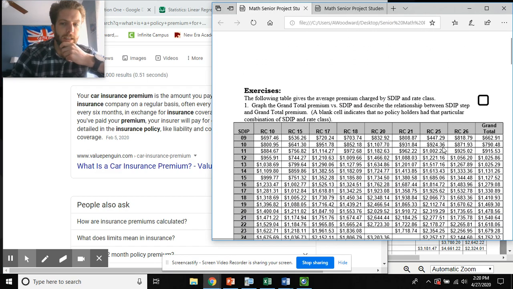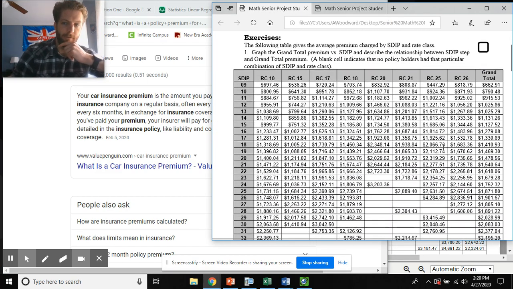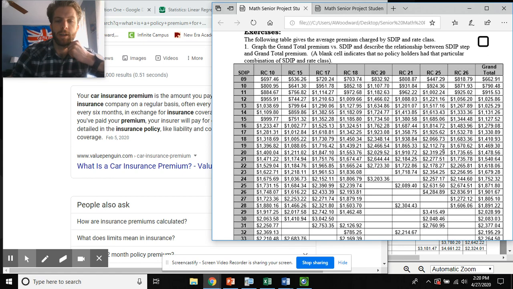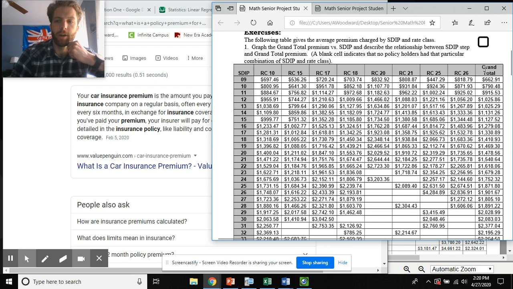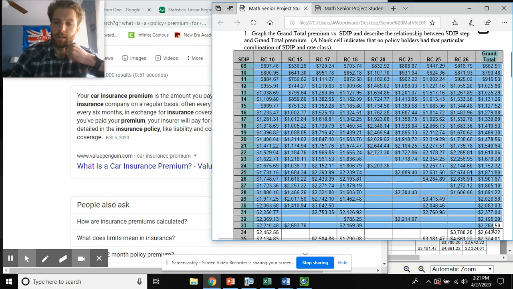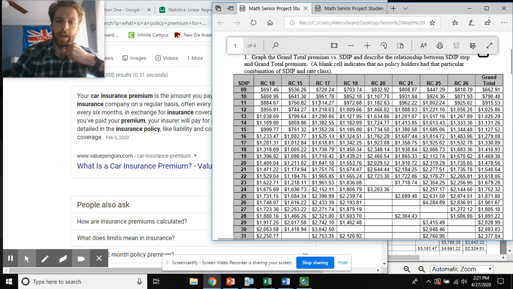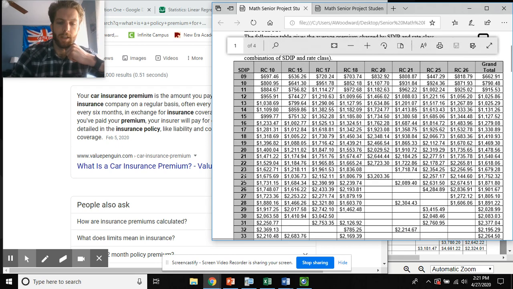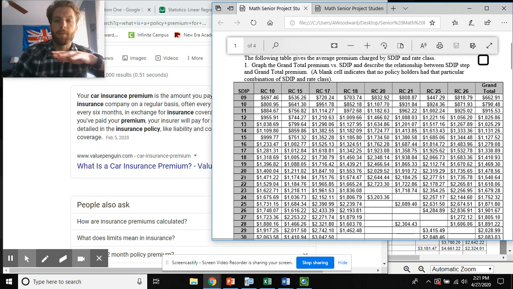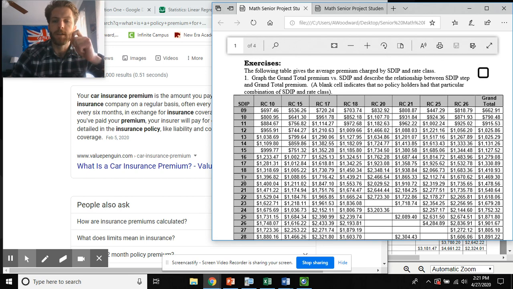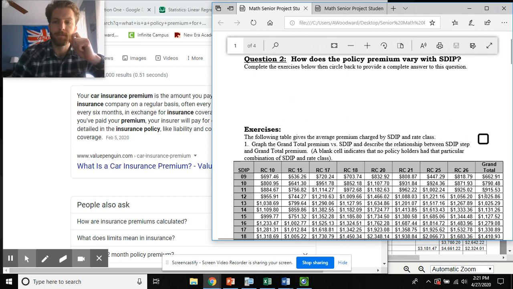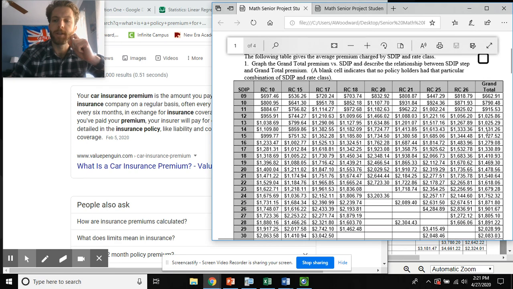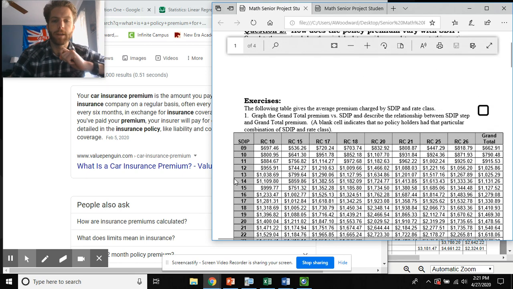By looking at this big table of values and numbers, the two columns that we want to be looking at are the grand total, which is all the way on the right, and then the SDIP system, which is all the way on the left. We're going to be looking at how the policy premium, these values all the way to the right, the grand total, varies with your SDIP level.